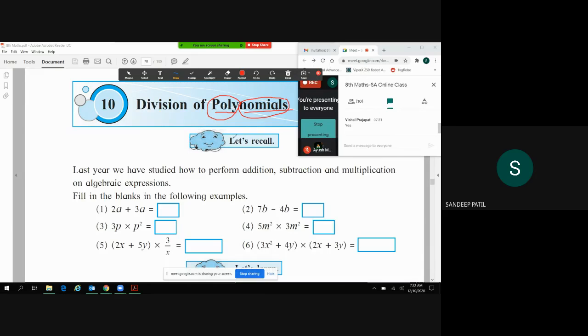So let's see. I think in the last standard, you might have learned about polynomial addition and subtraction and multiplication also. We have covered in an earlier chapter addition, subtraction and multiplication of algebraic expressions. Specifically, we can see that 2a plus 3a becomes 5a, right? Similarly, 7b minus 4b becomes 3b.